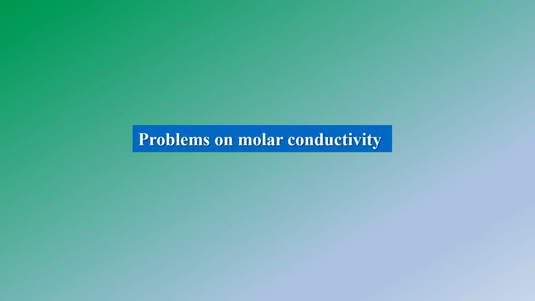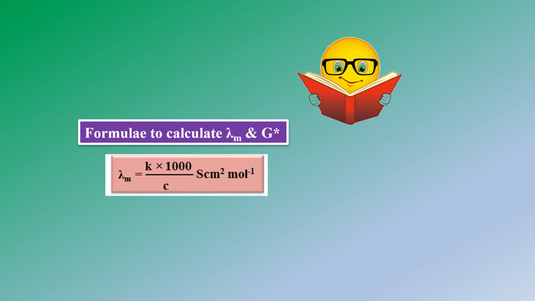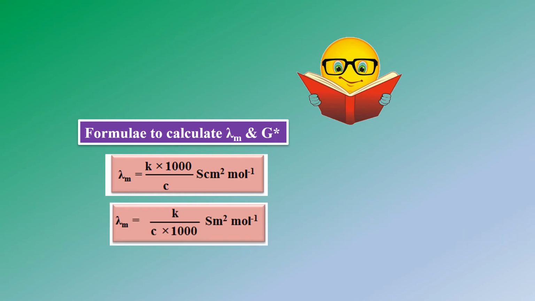Problems on molar conductivity. Formula to calculate lambda m, that is molar conductivity, and G star. G star is cell constant. Lambda m is equal to K into 1000 divided by C, Siemens centimeter square per mole, or else lambda m is equal to K divided by C into 1000 Siemens meter square per mole.